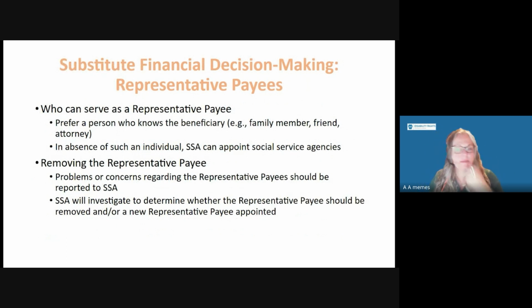So I kind of talked about this already, about who can be the rep payee for a person. And then there is a process for removing a representative payee if there are problems or concerns regarding the representative payee. There's a process to file a complaint. You can ask for the person to be removed or for a new representative payee to be appointed. I think it's fairly easy to do that if there are any problems at all, that a person can switch out who the rep payee is. I think it takes a little bit of time, not a ton, for it to be moved from one payee to the next.